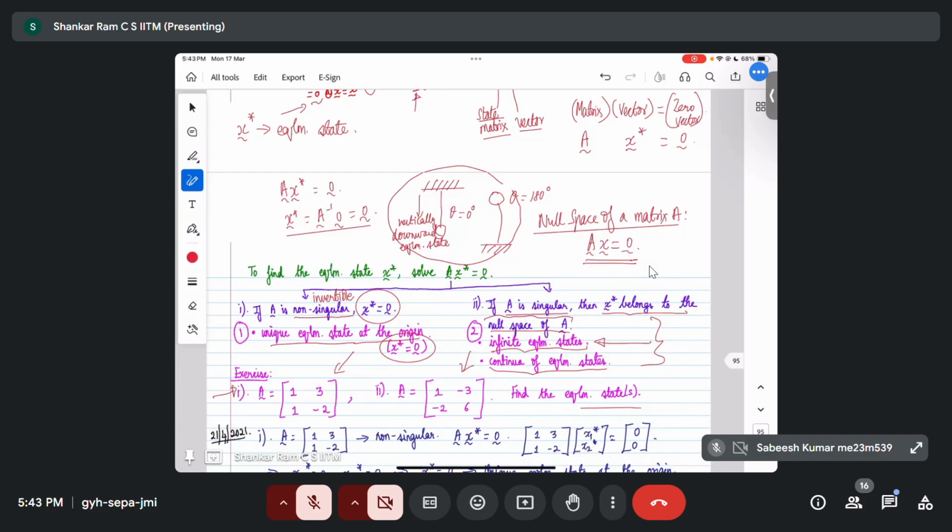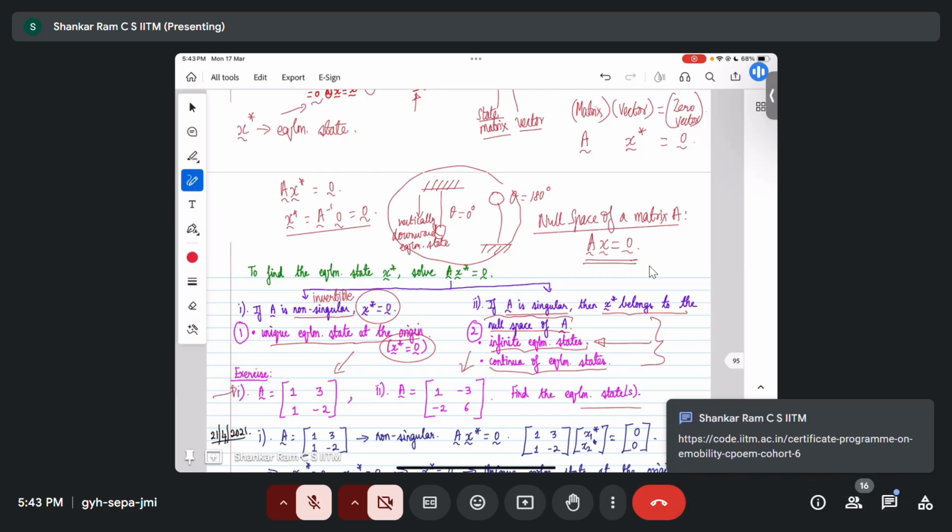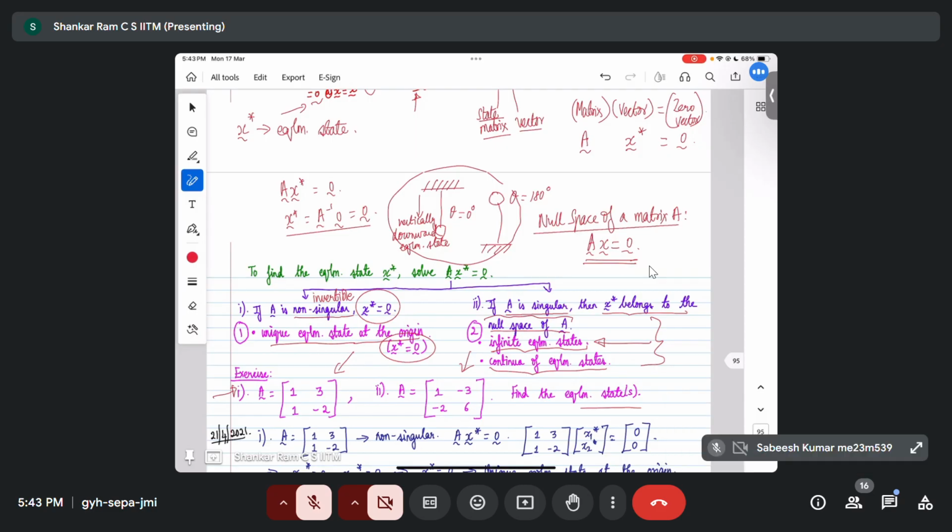Thank you, sir. You can look at the certificate program on e-mobility. I'm just sharing the link to cohort 6 in the chat box. That is the sixth cohort. It's a 6-month program, around 6.5 months. I coordinate that program, but if you go to the website, you will see that there are a lot of instructors. There are 13 modules. I only teach the vehicle dynamics and control module, and that too only for 11 hours.